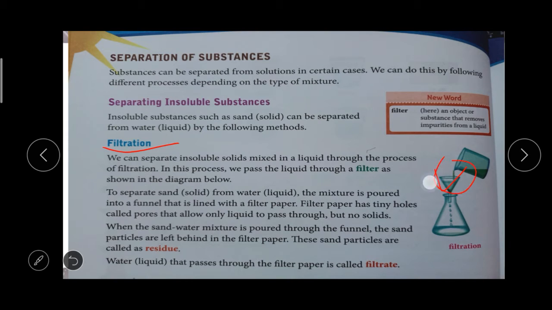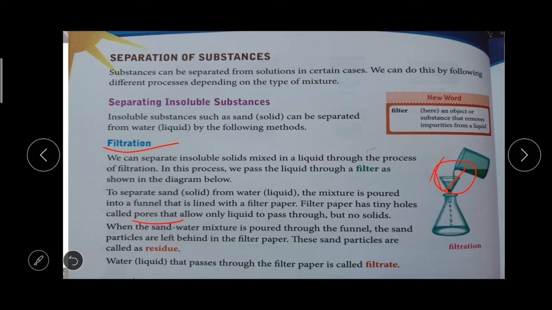This is the funnel. Inside the funnel there is a filter paper. This filter paper has tiny holes called pores. Through the pores the liquid will pass down, but the solids cannot pass because they are somewhat big. Only the solution will pass through the filter paper. No solid will pass.